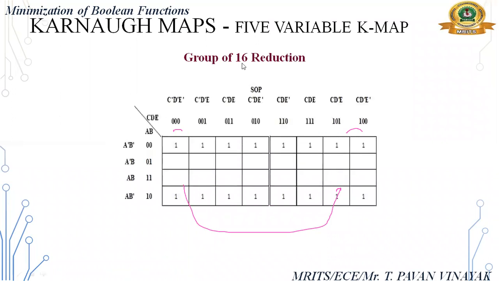Next, one more. Here see, two horizontals. Here we have 8, here we have 8. We already know we can take corners as a group, right? So 8, 8, total 16. This is one possible. Common term is what? B bar is common from these two. Vertically we don't have any common. Horizontally we have common, that is B bar. For a group of 16, how many variables do we get? One variable, that is B bar.